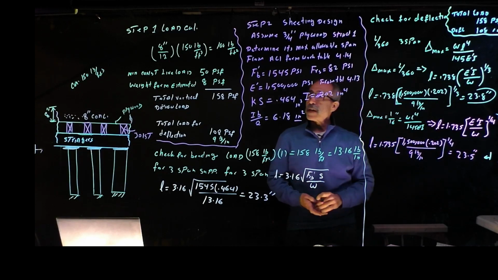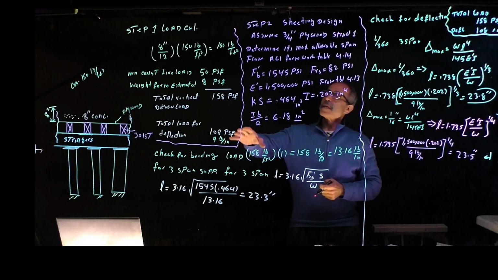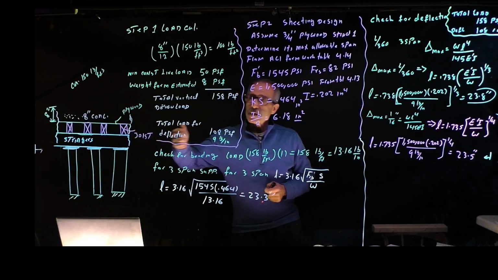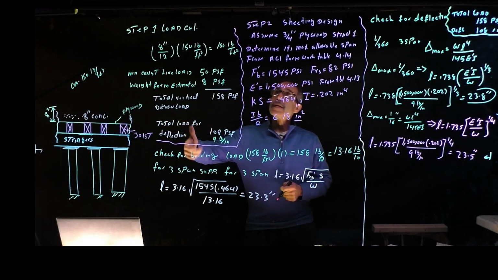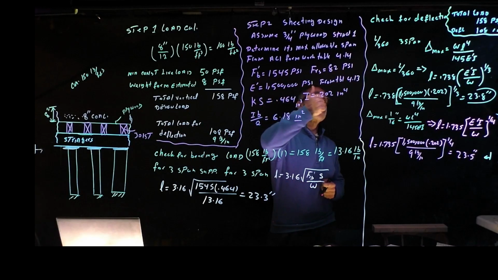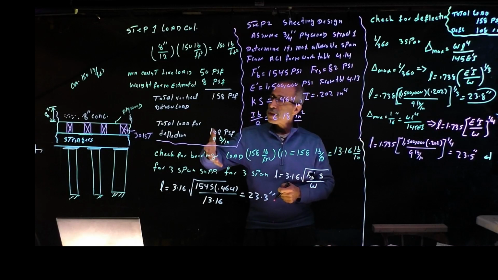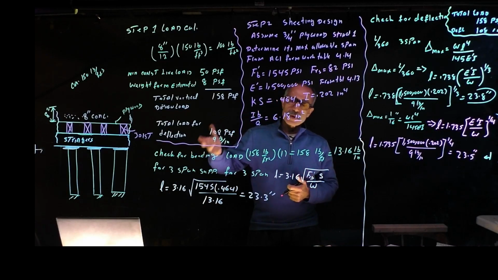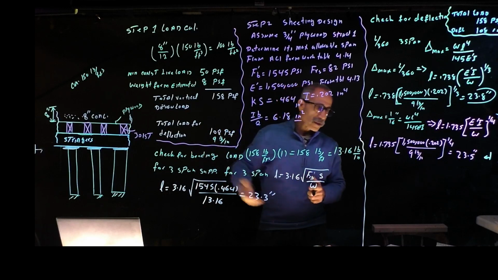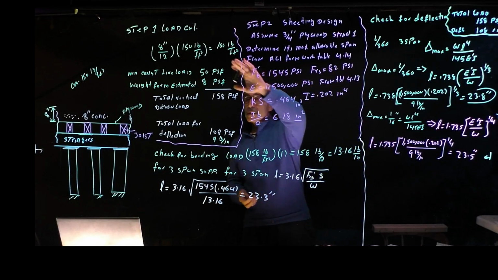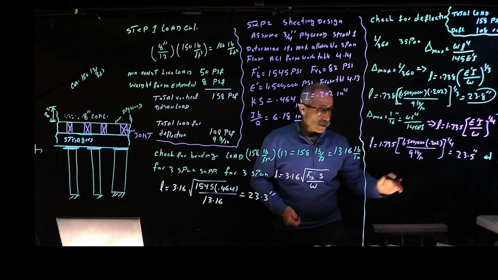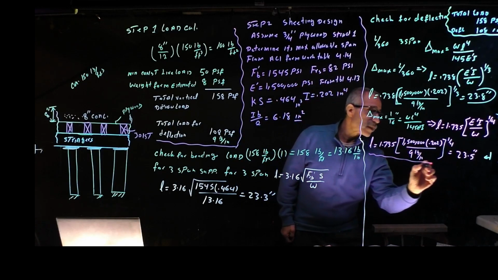Again, the whole idea is we select the sheathing right here, check for bending, then check for deflection, then check for shear. Just like a beam, we check all four criteria: bending, shear, bearing, and all that stuff. Let me erase this section, and then we continue. I'm going to do it right here and see if I can fit it.